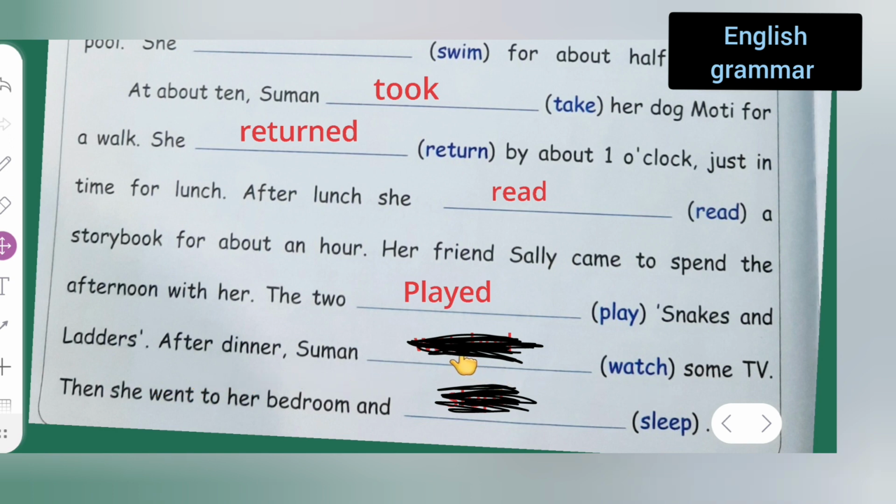After dinner, Suman watch is there. So here watched will be there, right? So Suman watched some TV. Then she went to her bedroom and dash sleep. So here slept will be there. Okay. So then she went to her bedroom and slept.